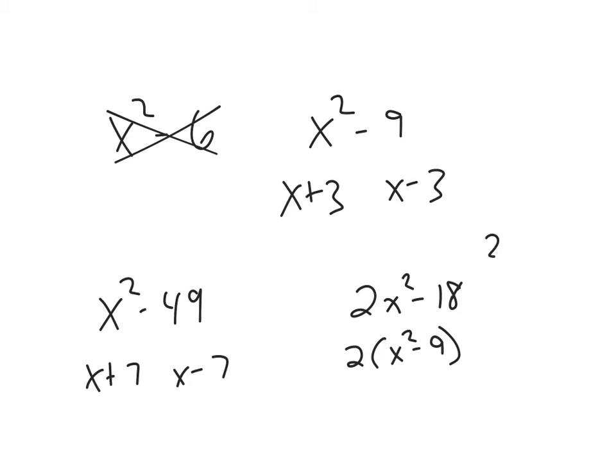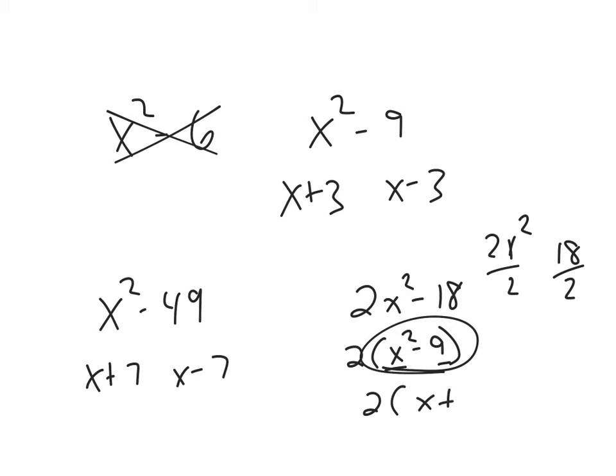If I divide each of those terms by 2, 2x squared divided by 2 is x squared. 18 divided by 2 is 9. Now we have a difference of squares. So I have to have the 2 still, but I just factor the rest. So now there's 3 factors. Okay, and I have to list them all. When I'm listing factors, I have to list them all.